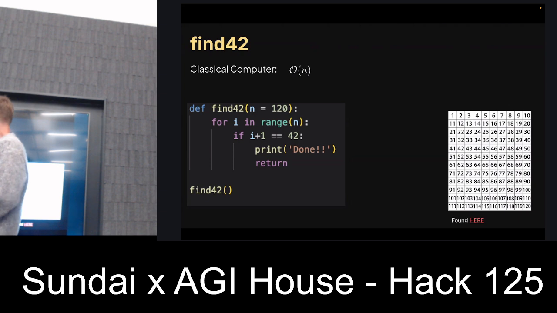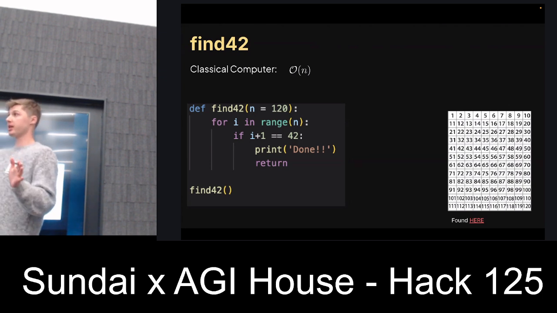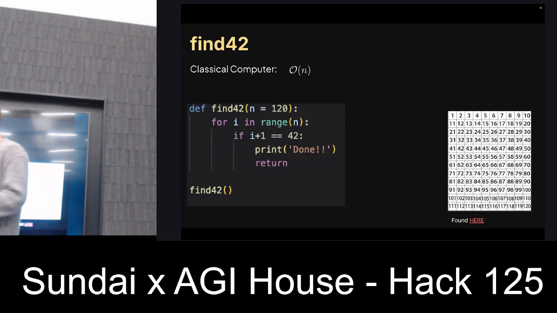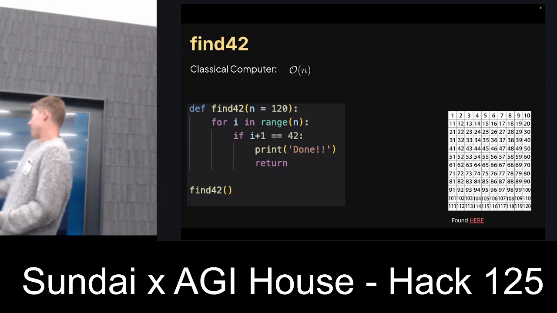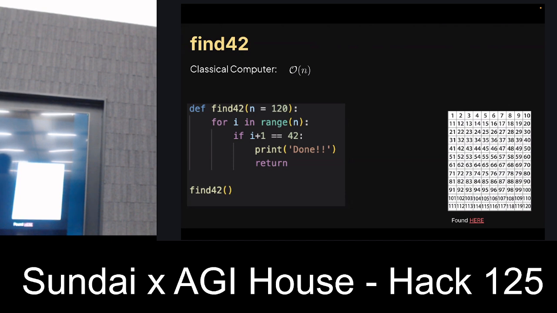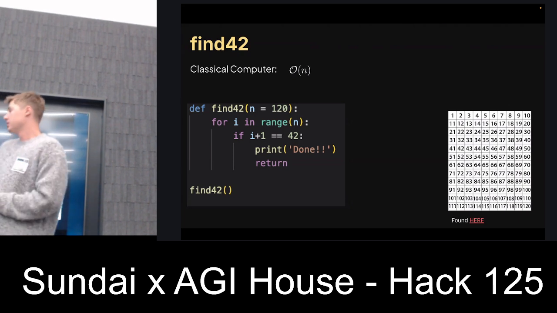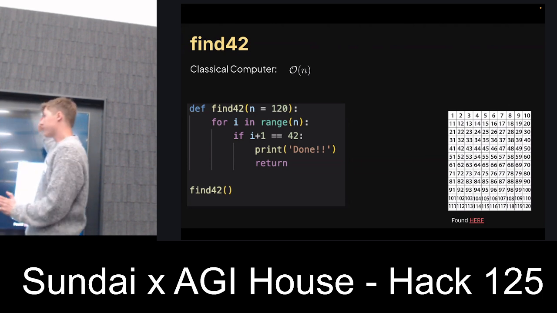This is Python. I'll walk you through it line by line. It's not that much. So the function is find 42. You have 120 possible places in your array. We know for sure that 42 is in there, and we know for sure that it's only in there once. That's what I'm telling you about this. So our computer goes in and it says, okay, for every single one of our possible values, if our value is 42, forget the +1, it's array shenanigans, because computer scientists have to be special. If we find it, we print done and we return. We're just done, we halted. All right? And so that's all our function is doing.